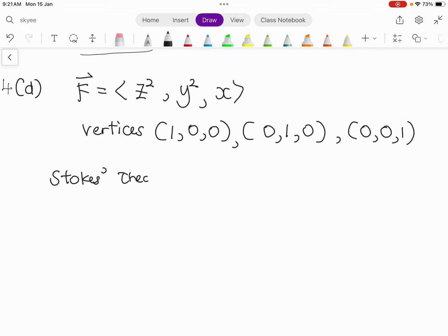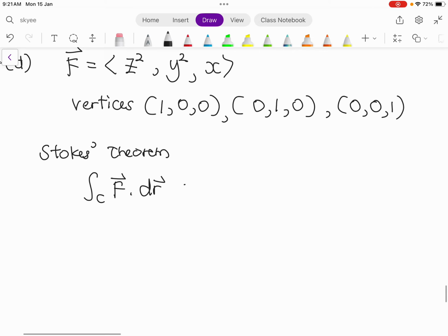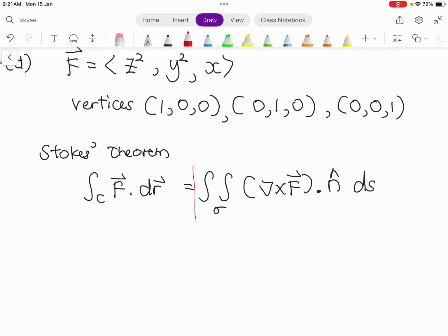Stokes theorem tells you that you can solve the line integrals of the vector field by using this equation: you have a double integral of the curl of the vector F, dot product with the unit vector normal n, dS. The sigma over here stands for the surface, meaning that you have to solve using this formula.